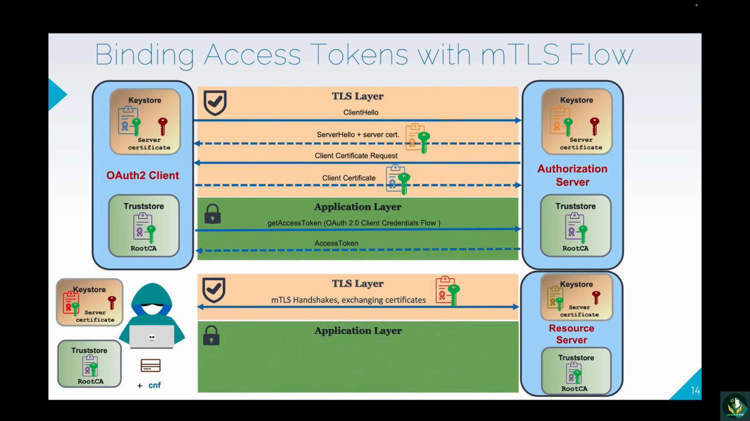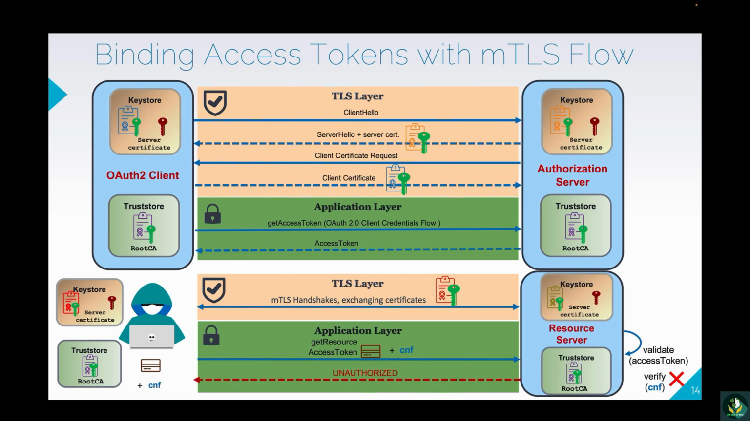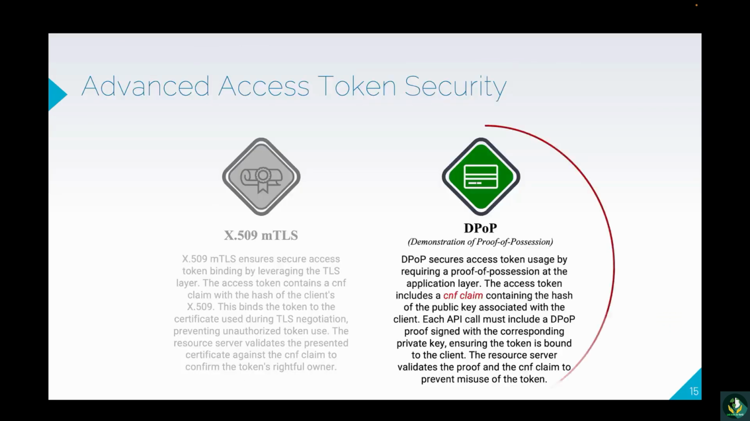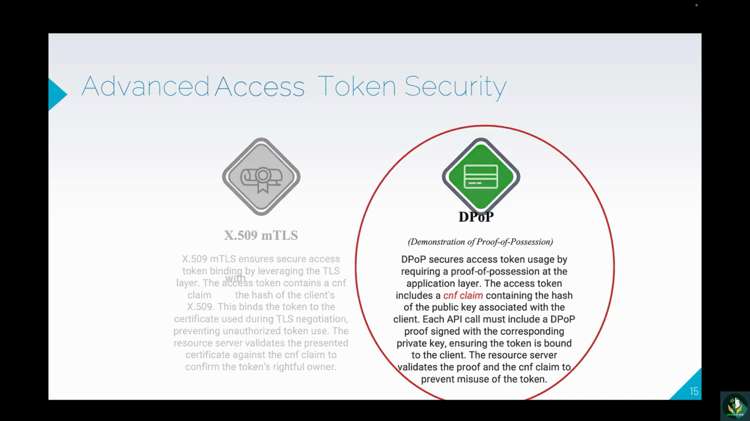Now, let's assume the attacker's certificate is from a trusted certificate authority and passes the TLS layer validation. The resource server then proceeds to validate the access token and verify the CNF claim. This is where the issue arises for the attacker. The CNF claim in the token doesn't match the attacker's certificate because it's bound to the client certificate. This mismatch results in the resource server rejecting the request as unauthorized, effectively preventing the attacker from using the stolen token. Now, let's explore how DPoP binds the access token at the application layer without relying on certificates.